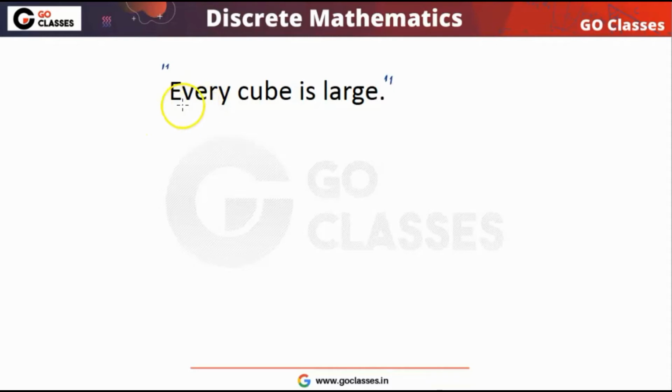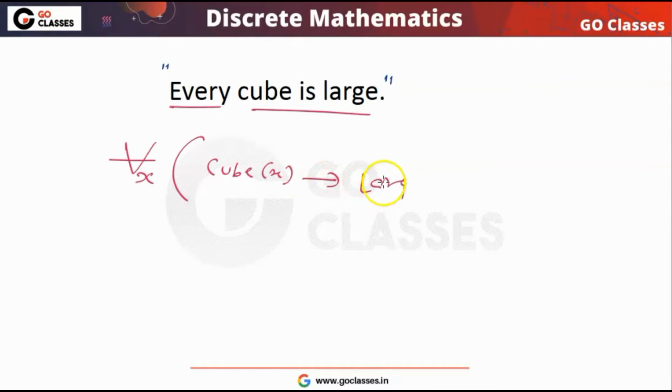For example, every cube is large. Every cube is large means for all x we are saying that if it is a cube then it is large. This type of statement we have already seen how to convert into first order logic. So this is one example.